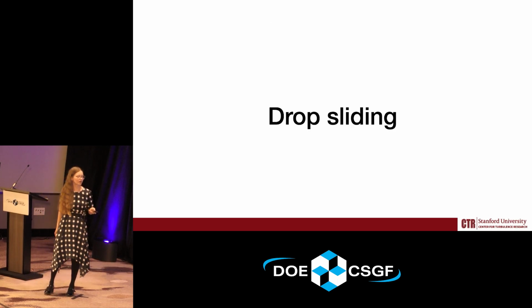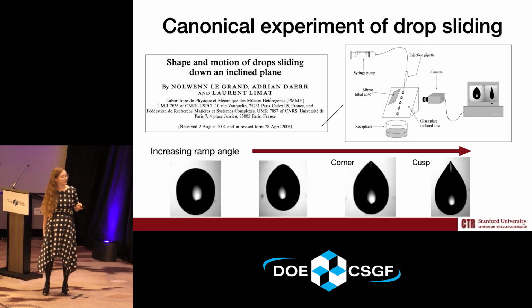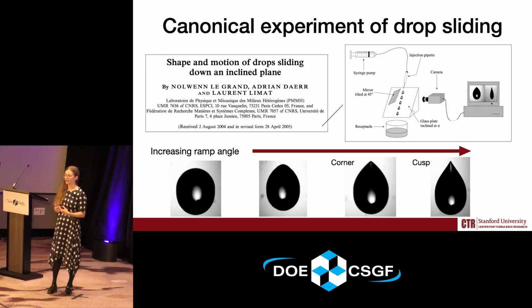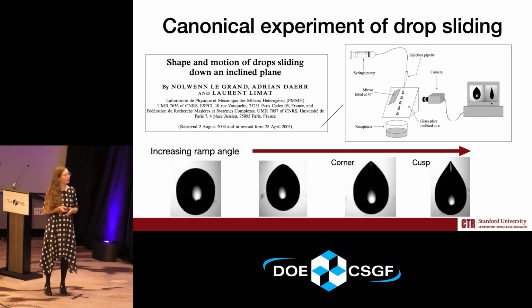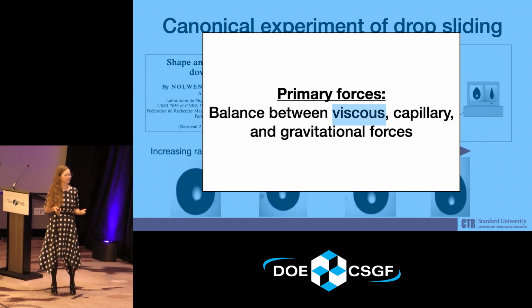And so now I'd like to talk about drop sliding. So we used this canonical set of experiments where the researchers took an inclined plane and then varied the angle to influence the capillary number, basically the speed of the drops. The primary forces at play here are the viscous forces, the capillary forces, as well as the gravitational forces. But here, something that's way more important than in the impingement calcs is the viscous forces. And it's very important to get these right.